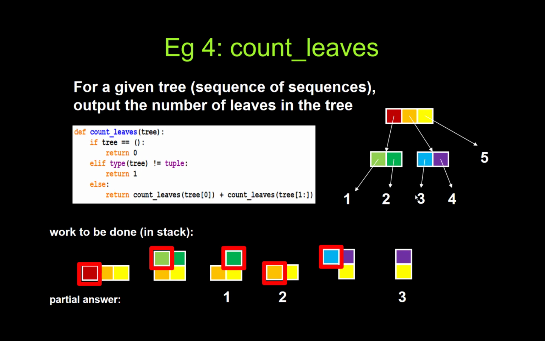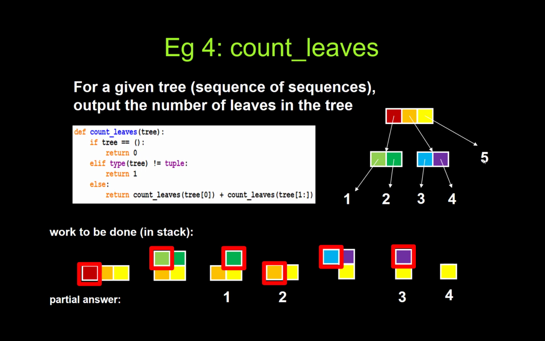You get the light blue, you get a 3, which is not a tuple. You return a 1, and this 1 is added to the 2 to get you the 3. Next, you deal with the purple. From purple, it reaches 4, which is not a tuple. You get 1, and this 1 is added to the 3 to get 4. You're left with the yellow.